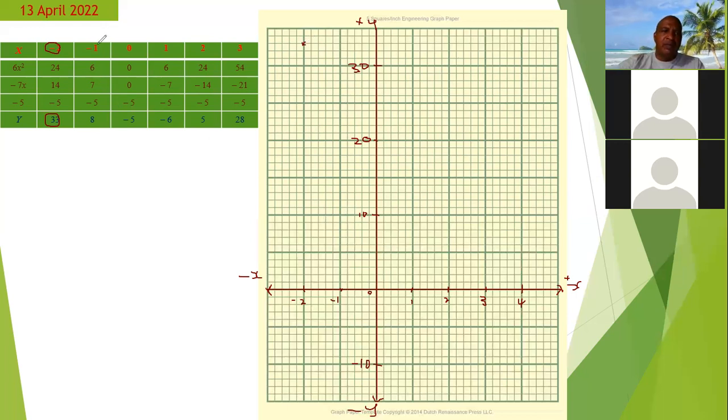All right, so our next value would be x = -1 and y = +8. Now we go 8 tiny boxes up, come across to -1, and that's where we get our next point. Now the next point would be x equals 0 and y equal to -5. So we look for x equals 0, which is here, but on the y-axis, we are going down to -5. So we go down 5 tiny boxes, which would bring us right here.